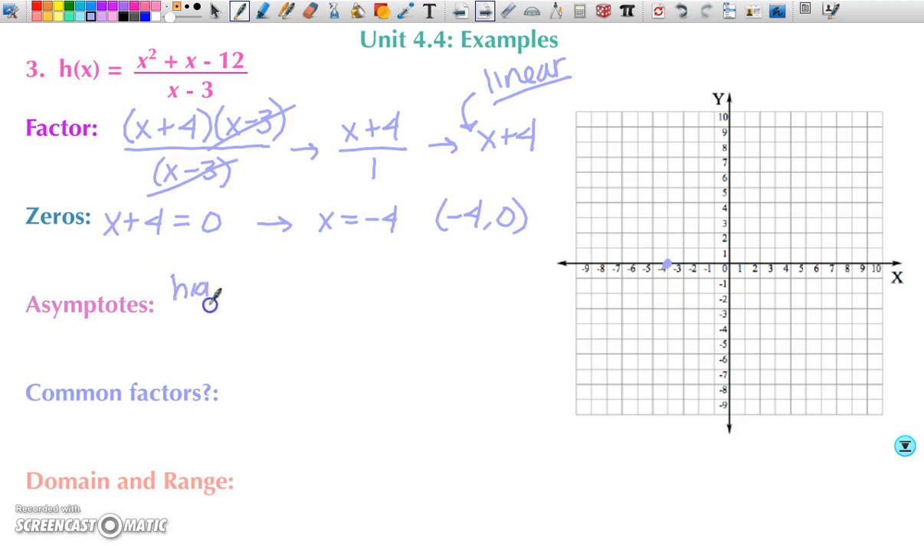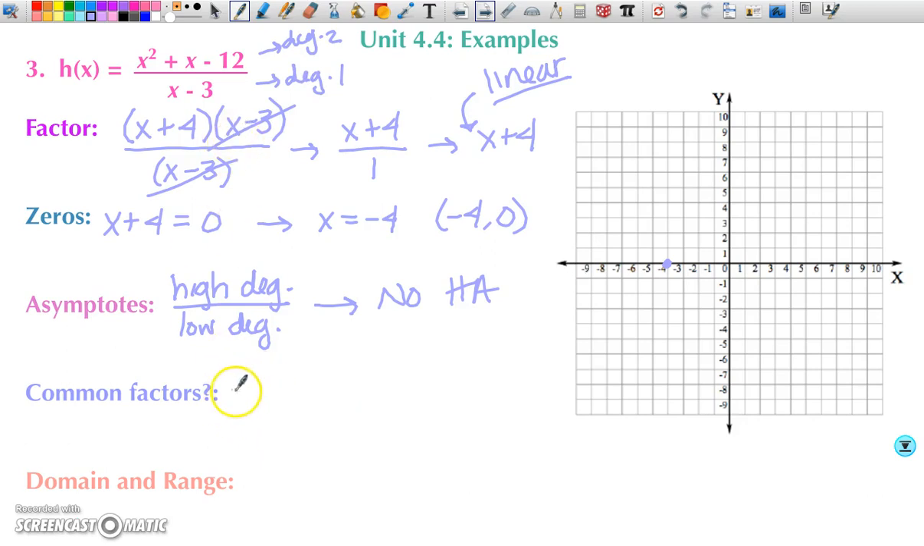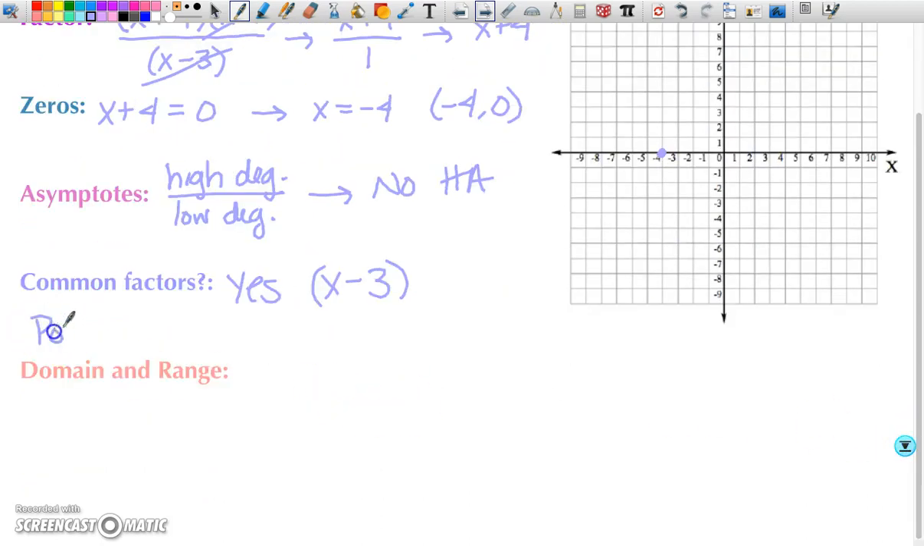Asymptotes, we have high degree over low degree. And what that means then is that we have no horizontal asymptote at all. So remember, the degree of this one is 2. And down here, the degree is 1. All right, common factors, we did have one, and it was x minus 3 was our common factor. And so that would mean then we're going to have a point discontinuity at x equals a positive 3. And so that would be when you're setting that equal to 0 and solving.